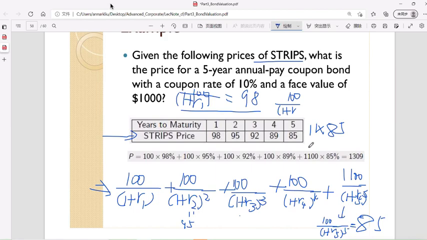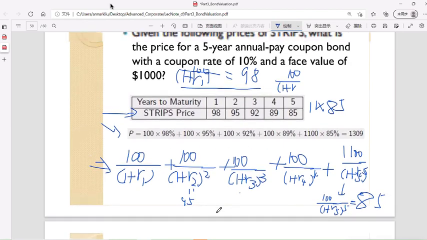That's for $1, right? That means for $1 in year one, the present value is 98 cents. For $1 in year 5, its present value is 85 cents. So you use the formula, you just use this to get the price of the bond. All right.